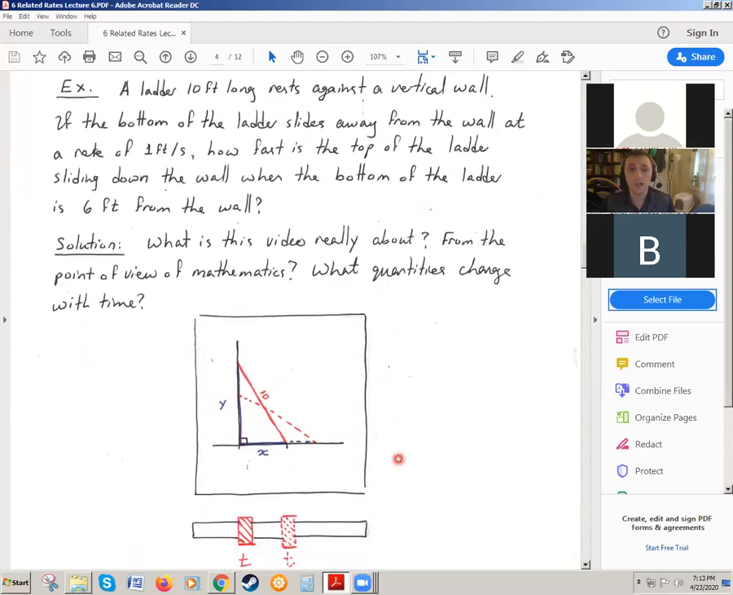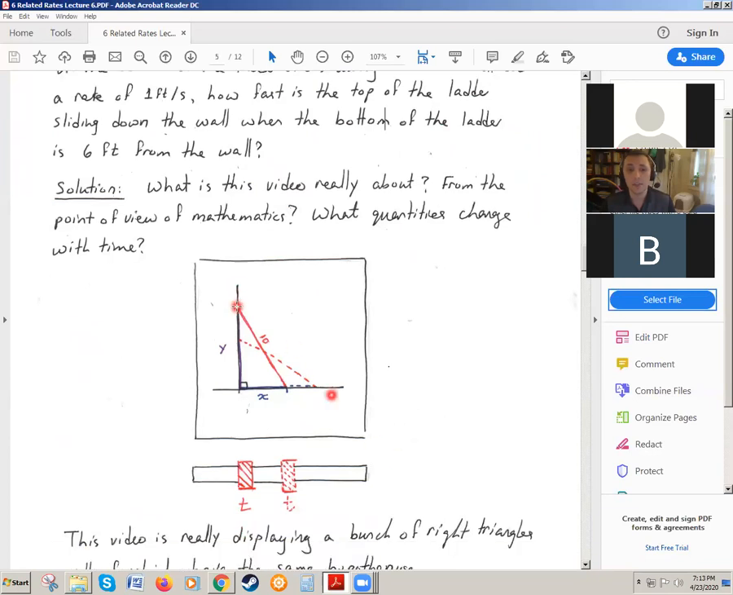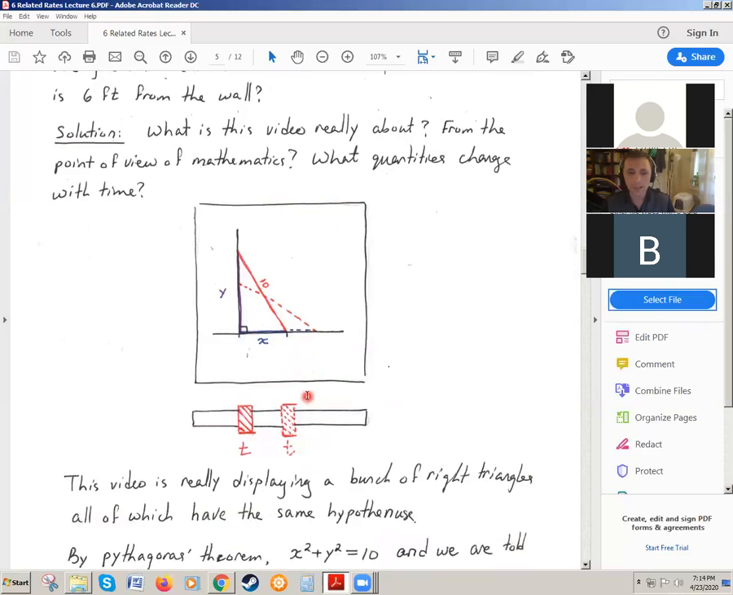Okay, so here is the animation, right? So here is the ladder. When I move the time, the ladder slides down. In essence, from there, I'm not really even thinking about ladders. I'm just seeing a right triangle and I'm seeing another right triangle.